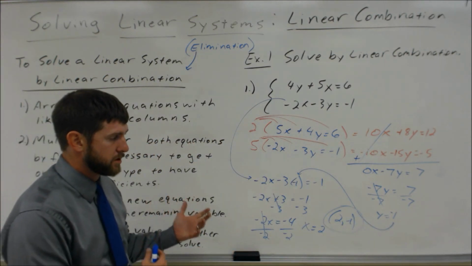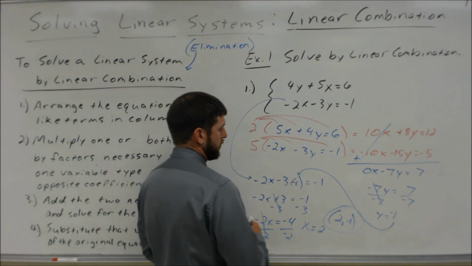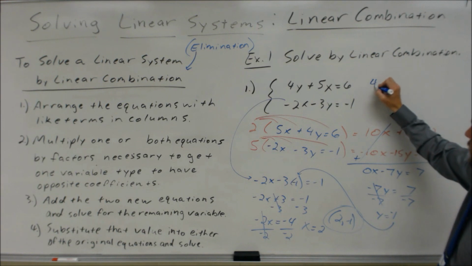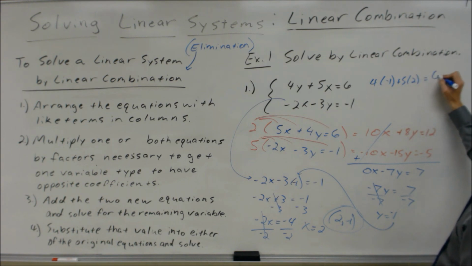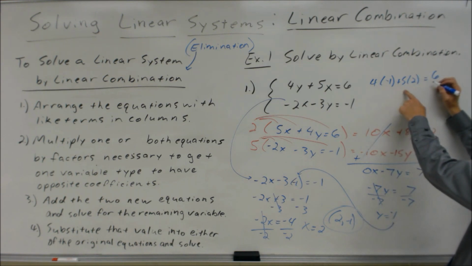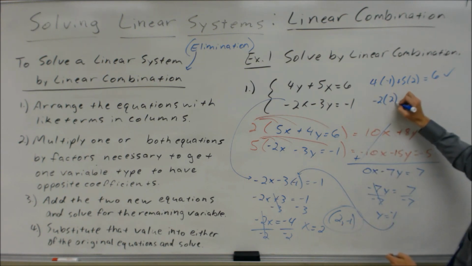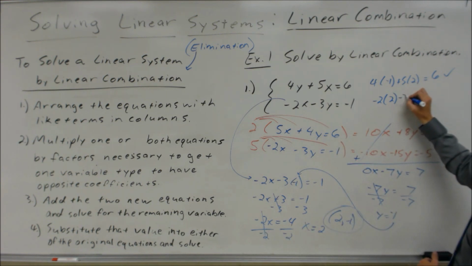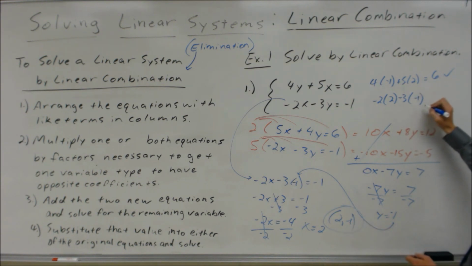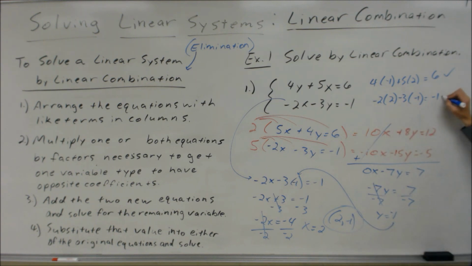And just like with substitution and with graphing, I can always check to make sure I've got the right point by doing a quick evaluation. 4 times y, y is negative 1, plus 5 times 2. Does that equal 6? Negative 4 plus 10 equals 6. That checks. Negative 2 times x, which was 2, minus 3 times y, which was negative 1. Does that equal negative 1? So negative 4 plus 3 equals negative 1. That checks. So that is our solution point.